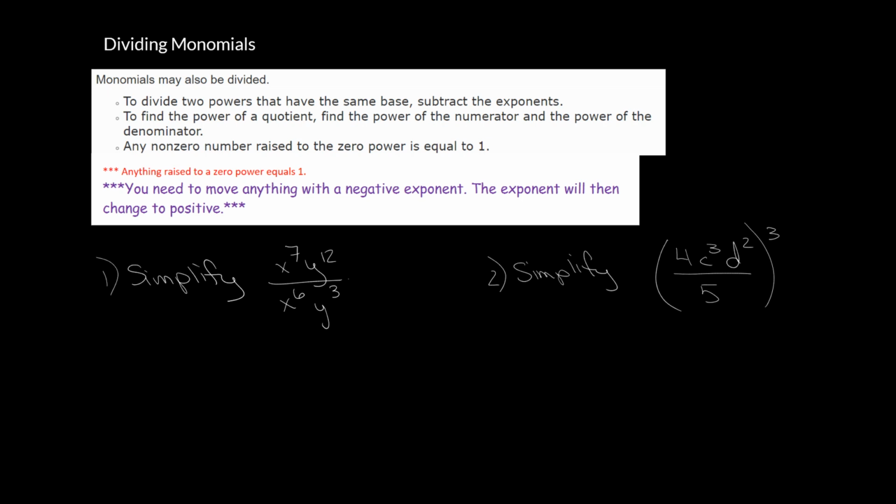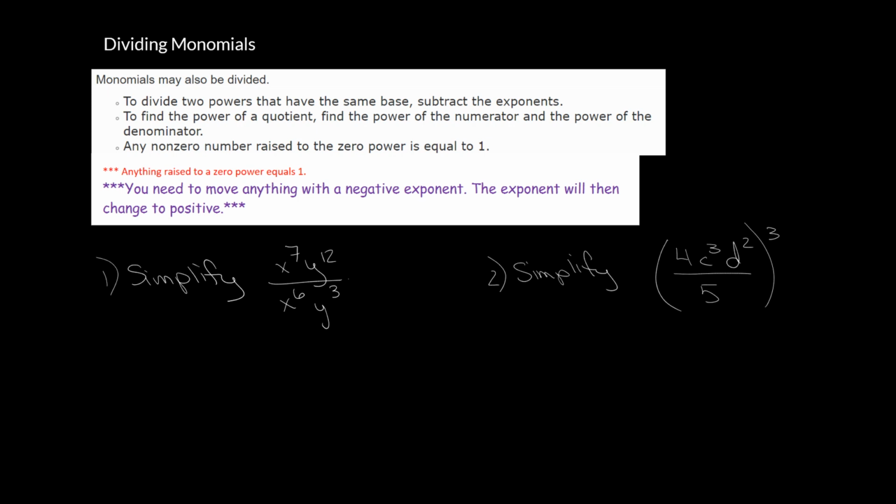To find the power of a quotient, find the power of the numerator and the power of the denominator. So you're going to do that the same way we did when we were multiplying monomials. You just do them separately before you actually divide. And any non-zero number raised to a zero power equals 1.